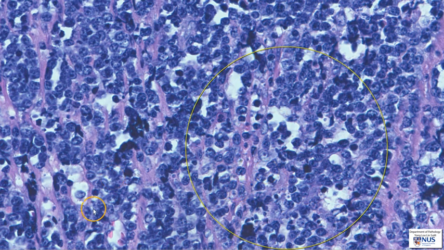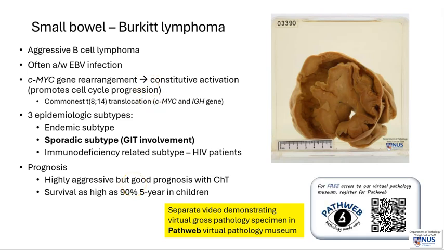Let's learn a bit more about Burkitt lymphoma. Burkitt lymphoma is an aggressive non-Hodgkin B-cell lymphoma that is often associated with EBV infection, and it is due to the c-Myc gene rearrangement, which causes constitutive activation of the c-Myc gene and therefore promotes cell cycle progression. The commonest translocation is the translocation between chromosomes 8 and 14.